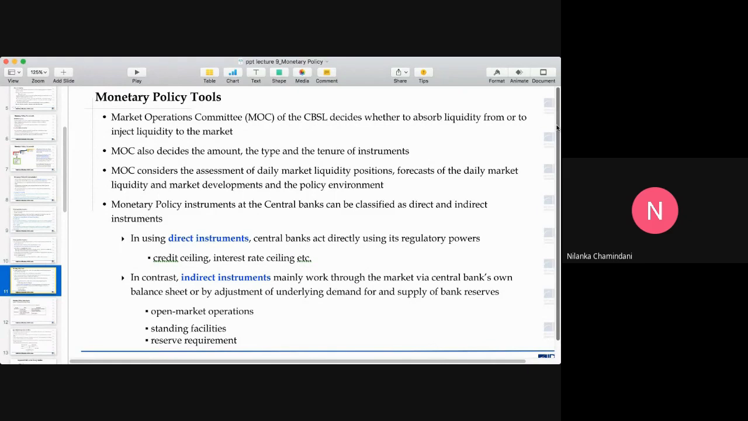If it is an instrument with a 7 days maturity, at the time that the central bank purchases those securities, again that money will go into the market. So it is like that. That's why this committee has to decide the amount and also the type and the time period of the instruments.